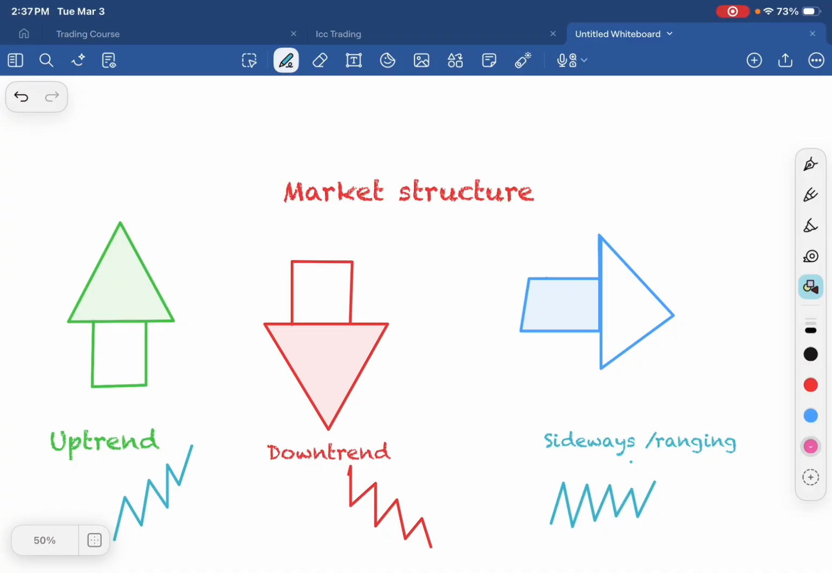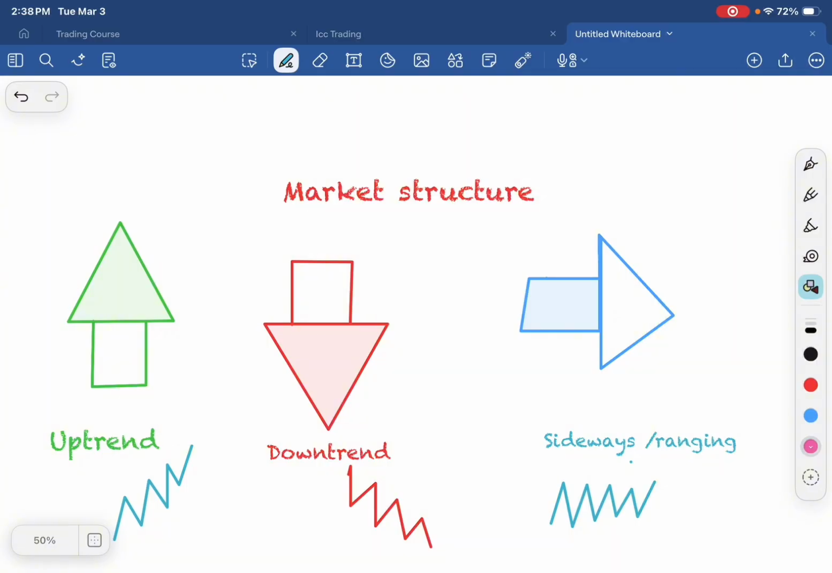So market structure: the market goes into three different directions. When trading, you'll see the market go into three different directions. First one, we have uptrend, that means the market is going up. You have downtrend, and you have sideways or ranging markets, otherwise known as consolidation.